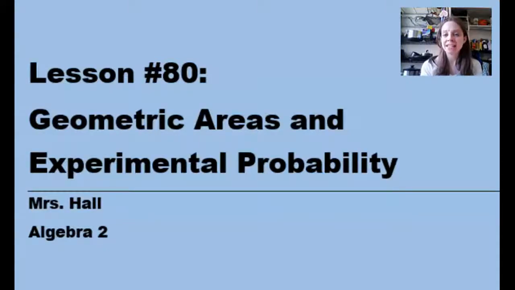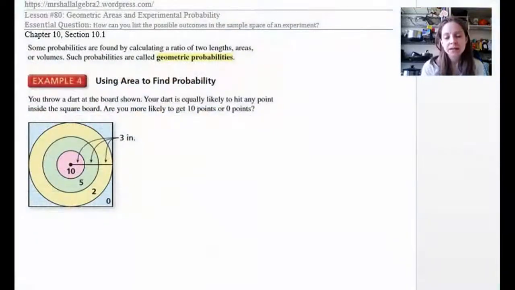Hi, I'm Ms. Hall, and this is Lesson 80, Geometric Areas and Experimental Probability. Some probabilities are found by calculating a ratio of two lengths, areas, or volumes. Such probabilities are called geometric probabilities.